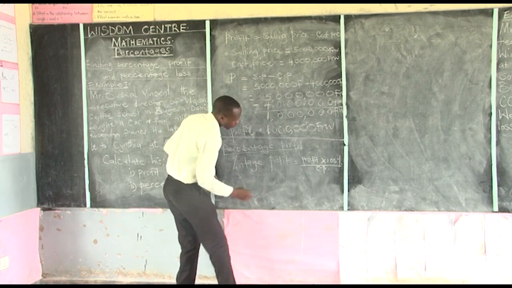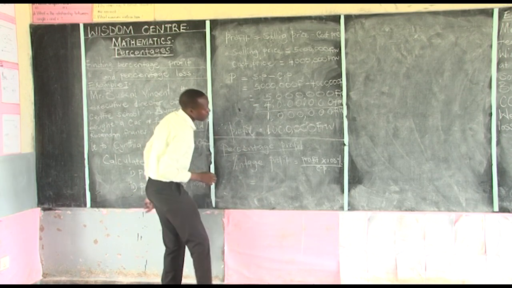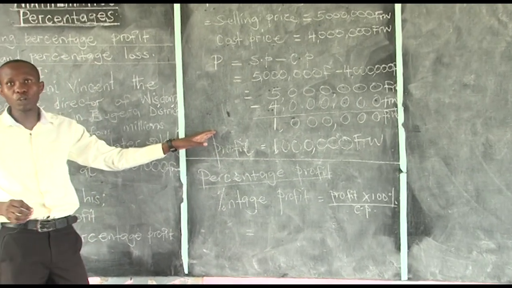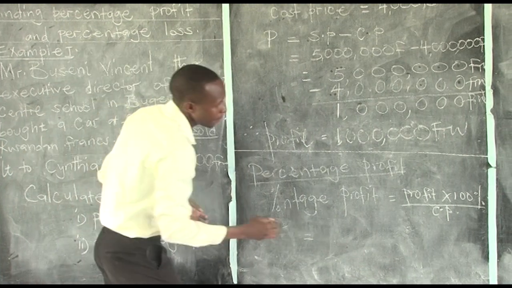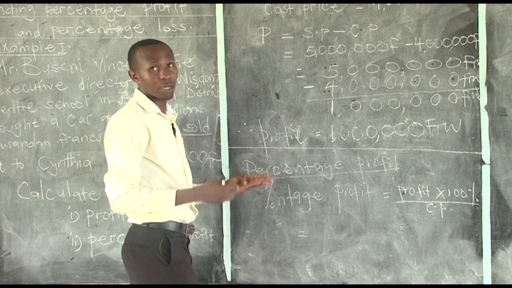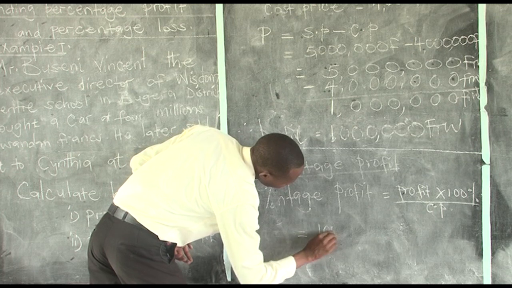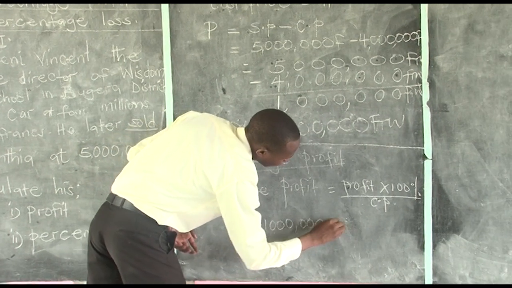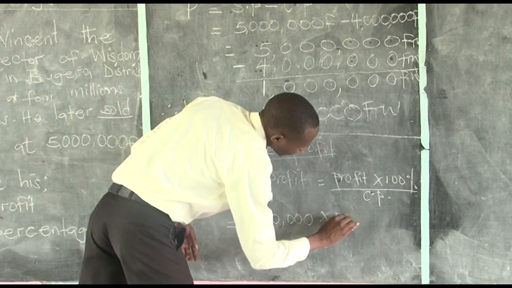So from there, we shall continue with our question. Then we say, what is our profit? Previously, we were looking for profit here, and now we know our profit. Our profit is 1 million, okay? So where there is the word profit, we substitute. Where there is cost price, we shall also substitute, okay? So 1 million was the profit of this man, or this director, times 100%.